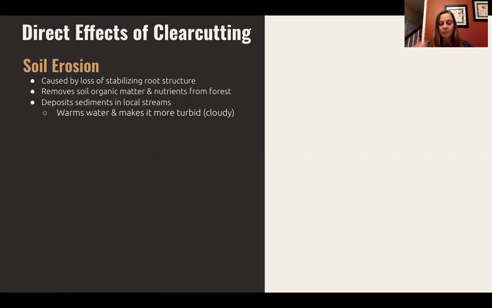from the forest. The effect of this erosion also contributes to depositing sediments in local streams, because without that stabilizing root structure, any rain that runs over the surface just picks up the soil and just carries it right into the streams. This has the effect of warming the water and making it more turbid.